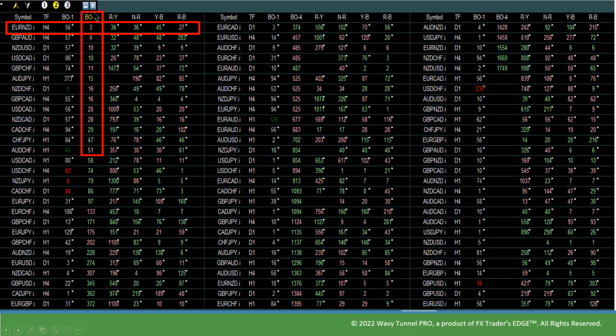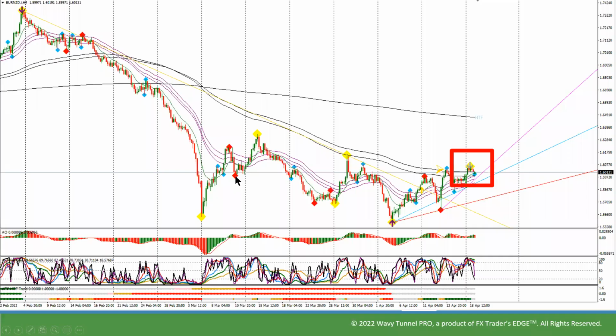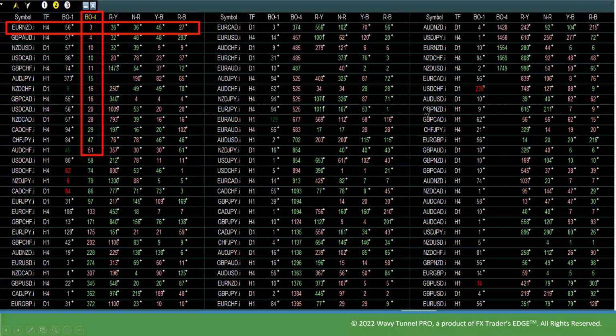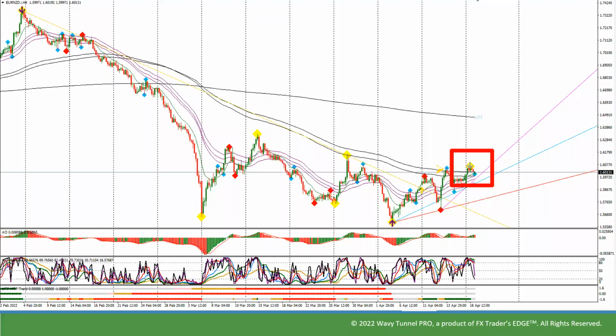So getting back to this breakout 4, let's look at the Euro New Zealand, the H4, because that triggered 3 candles ago. And here's the Euro New Zealand. This is the daily chart, I guess. Let me just go back and see what the H4. Okay, this was on the H4. So here's the H4, and this is the trigger right up here.